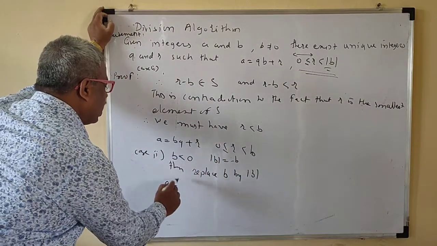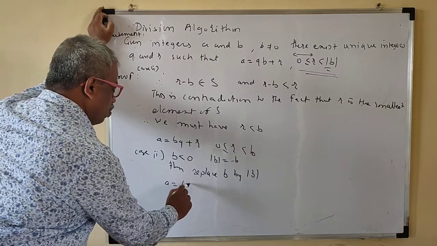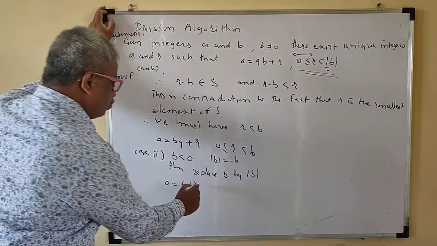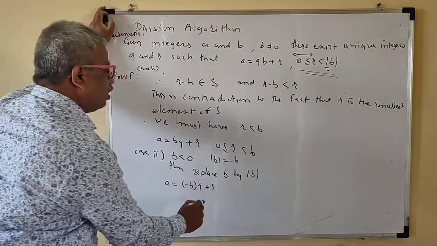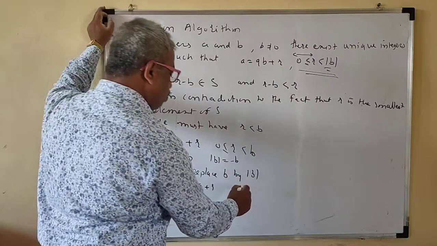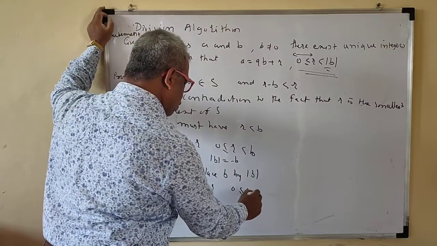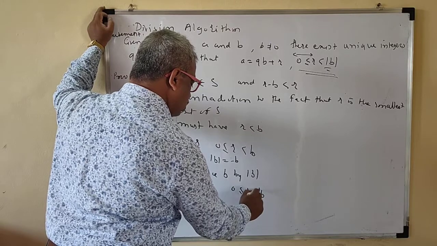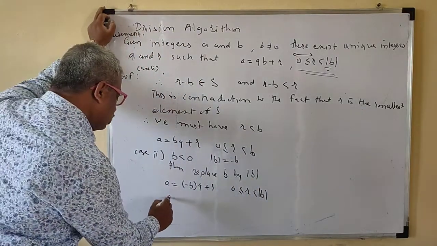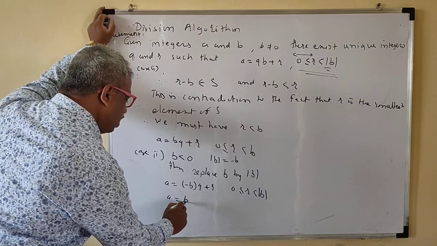That means a is equal to mod b, so this is minus b, times q plus r, where 0 is less than or equal to r, less than mod b. This is mod b because we are replacing b by mod b. Now a is equal to b.